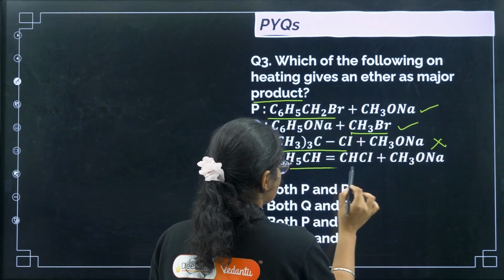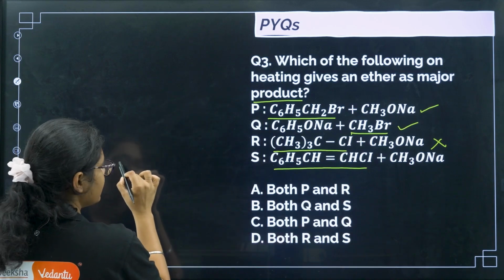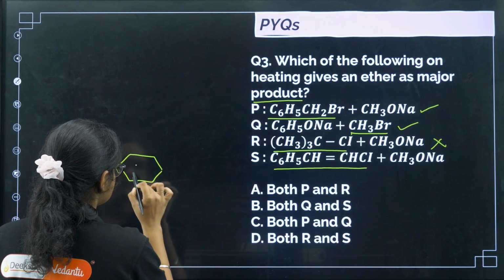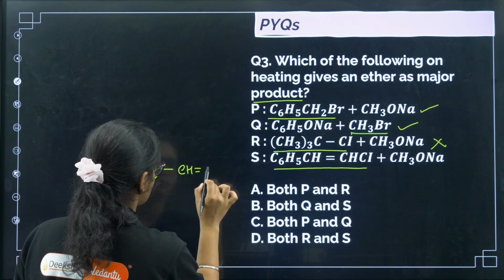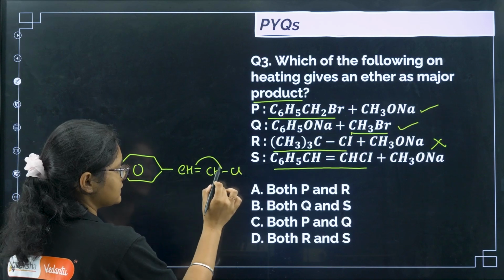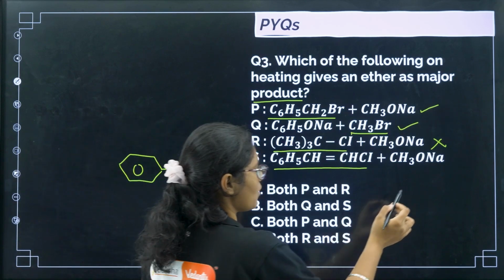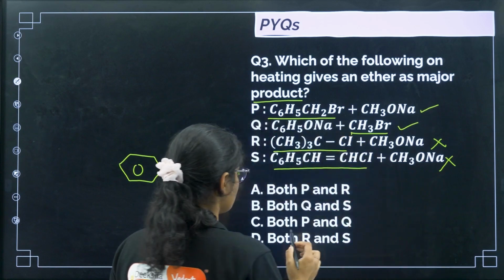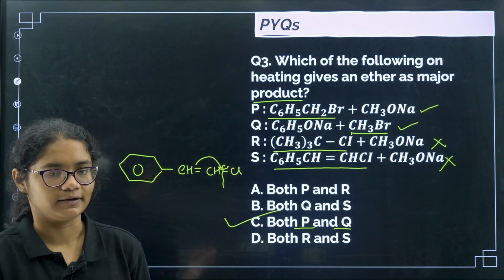And if you see this one, this is vinylic, so it is like this, C6H5, then we have CH double bond CH and then Cl, right? So now what happens, due to resonance, this bond breaking is not easy, so that is why this one will also not give you. So which one can form? Both P and Q. Okay, so correct answer is option number C here.